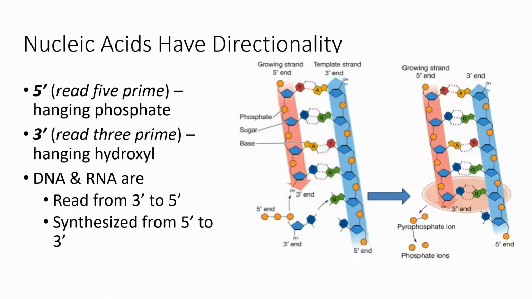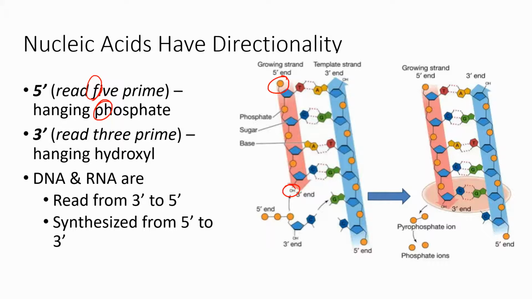A couple of important things about nucleotides. They have directionality. Just like we read English from left to right, you actually read DNA and RNA in a specific direction. So DNA and RNA are always read from what's called the 3' direction to the 5' direction. The 3' end has a hydroxyl group hanging off the end, like what you see here, and the 5' end has a phosphate hanging off the end. To help you remember, the 5' has a phosphate, so the F sounds go together. The other one is the hydroxyl, and that's the 3'.